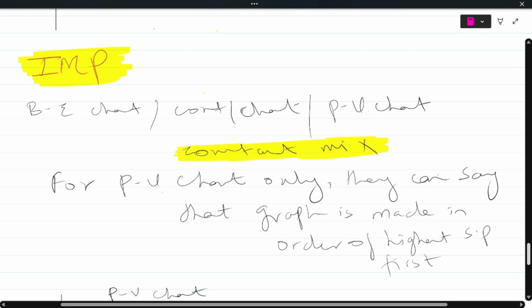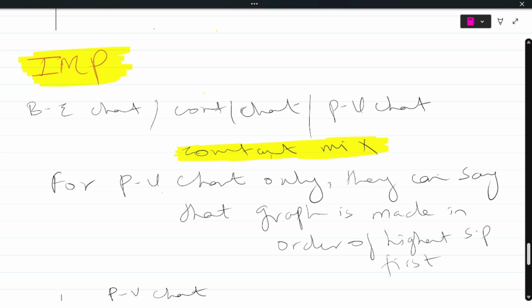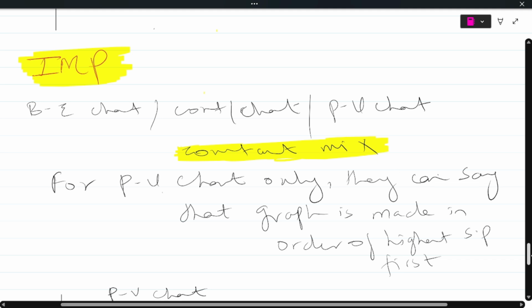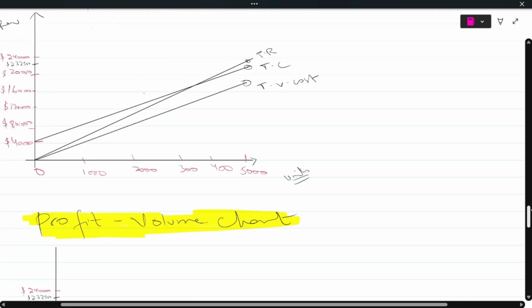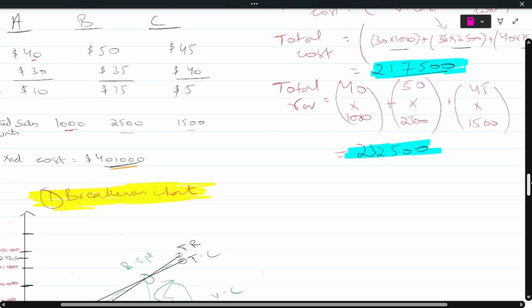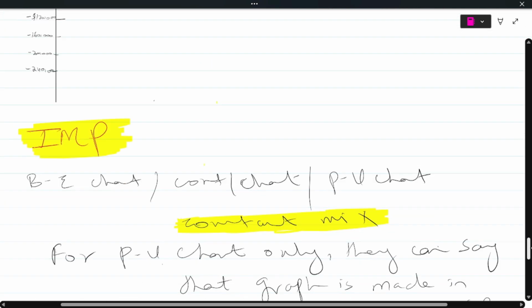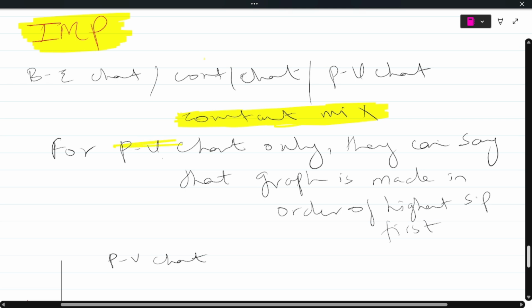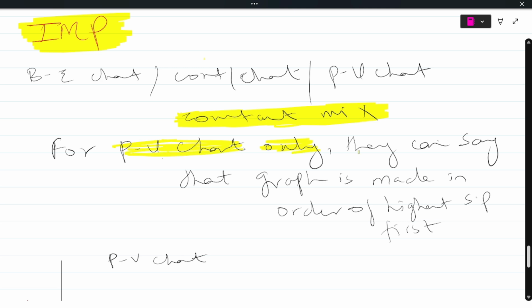Okay, if the question says the graphs given to you or the break-even chart given to you or the contribution chart given to you has been drawn through a constant mix, that means that they have drawn the graph like this, just like the way we have learned. Nothing difficult, right? But when it comes to profit volume chart only, they can also say that the graph is made in order of highest selling price first. The graph is made in order of the highest selling price first, right?